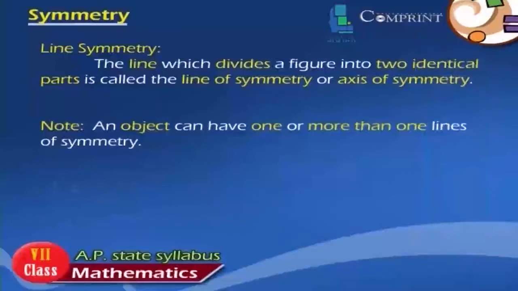Line symmetry. The line which divides a figure into two identical parts is called the line of symmetry or axis of symmetry. Note, an object can have one or more than one line of symmetry.